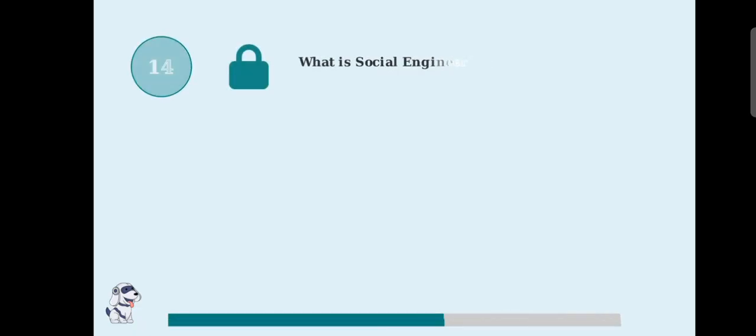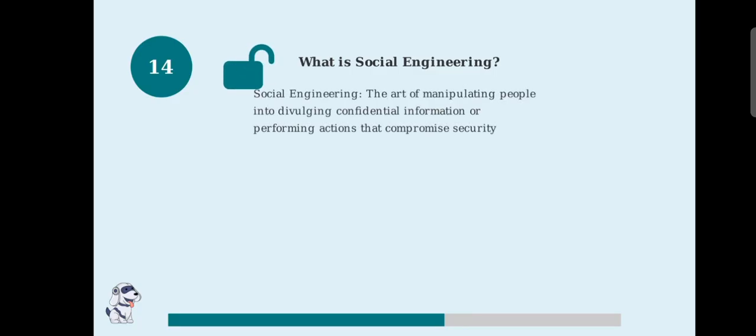Question 14. What is social engineering? Social engineering represents one of the most dangerous cybersecurity threats because it targets the human element rather than technical systems. Social engineering is the art of manipulating people into divulging confidential information or performing actions that compromise security. Unlike technical attacks that exploit software vulnerabilities, social engineering exploits human psychology and trust.